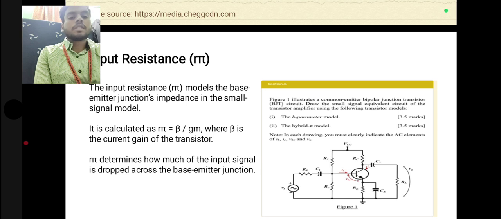Even though gm is the transconductance and beta is the current gain of the transistor, r-pi determines how much of the input signal is dropped across the base-emitter junction. So the input resistance, the word itself says, resistance means opposition to the flow of current. So r-pi determines how much of the input signal is dropped across the base-emitter junction.